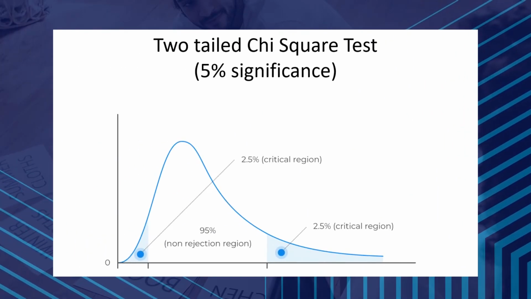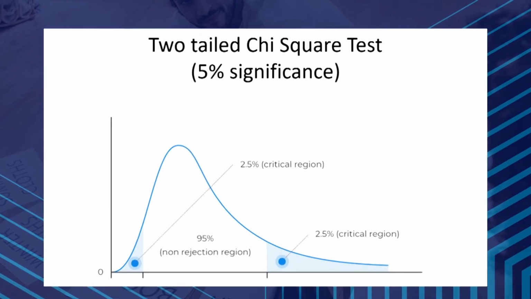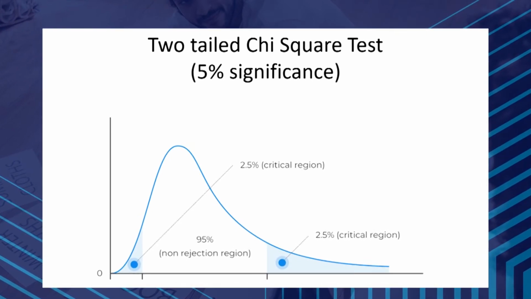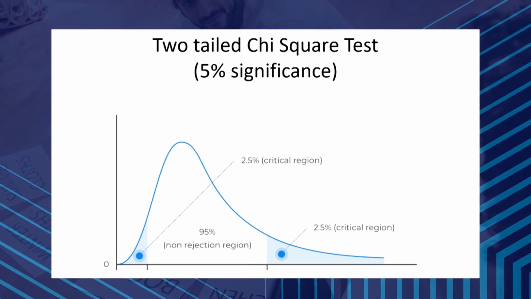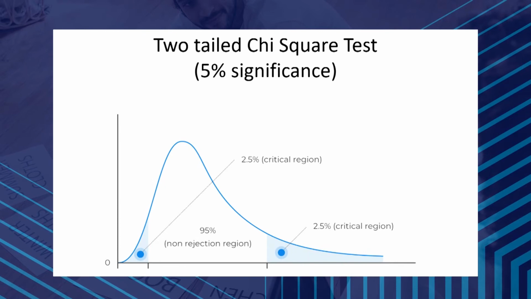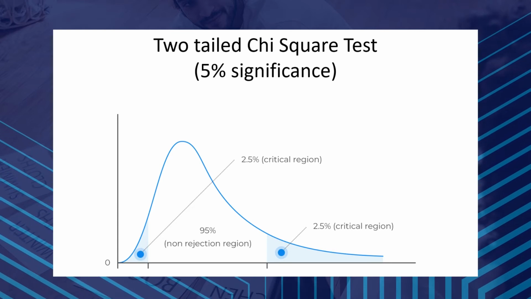For a two-tailed chi-square test with 5% significance, it looks like this: the critical region is 5%, which is divided into 2.5% critical regions at both ends, and 95% is the non-rejection region.